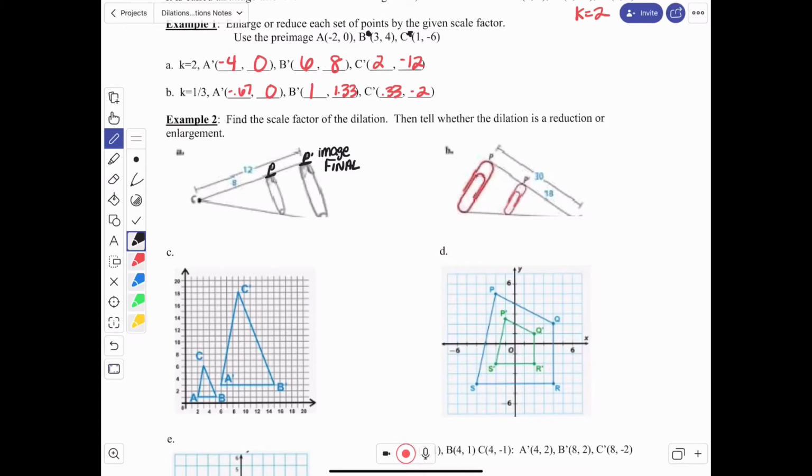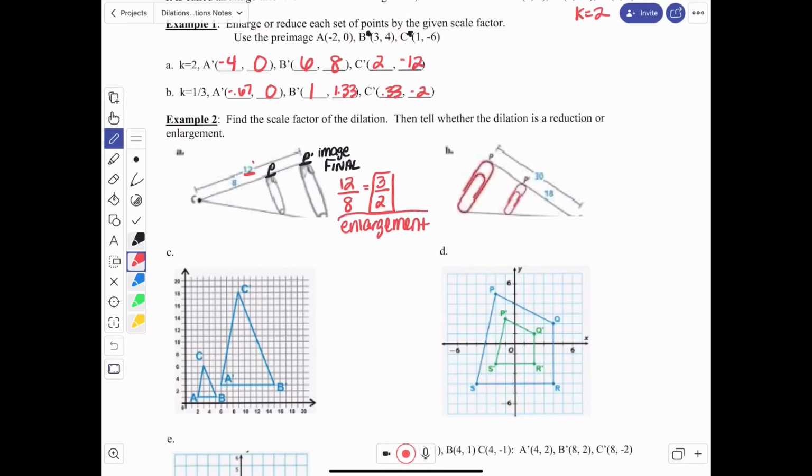So when you do the scale factor, whatever the end result is, you put that number on top. So the big paperclip has a number of 12. So we put 12 on top. The small number is 8. So our scale factor is 12 over 8. Now on all of these, I want you to reduce. So 12 over 8 is going to reduce, let's see, 4 goes into 12 3 times, 4 goes into 8 2 times. So our scale factor is 3 over 2. And of course, it got bigger, so we would say that this was an enlargement.